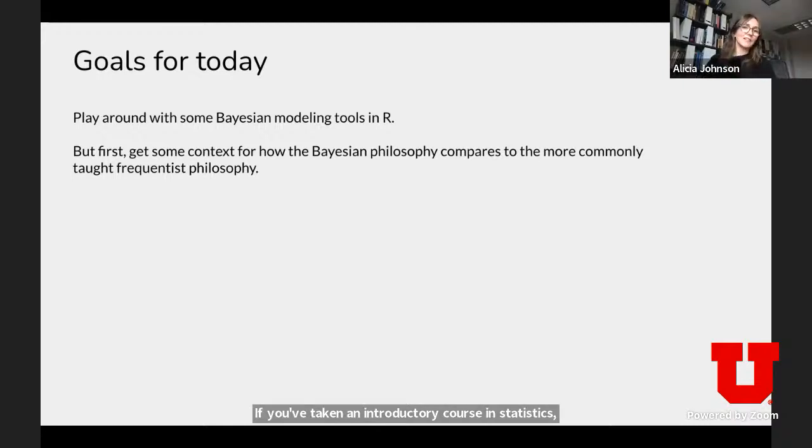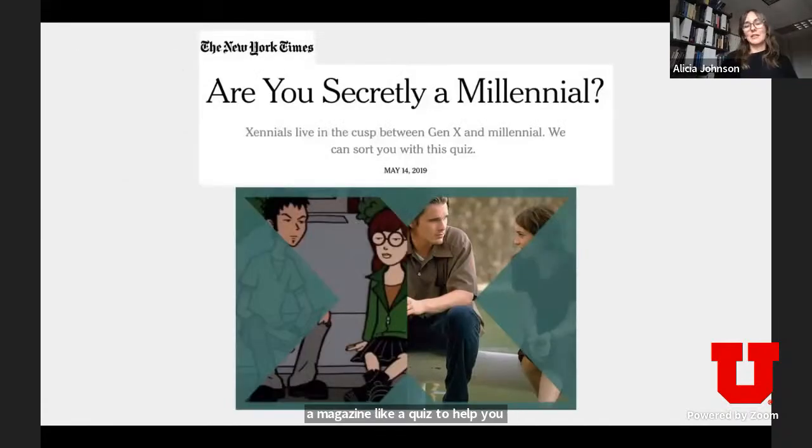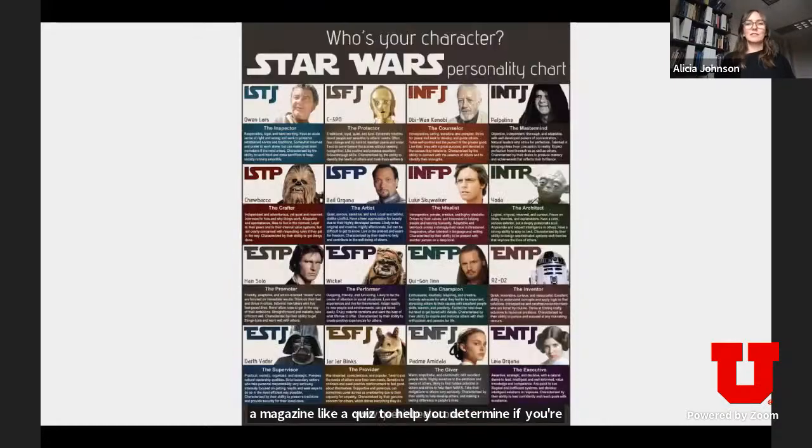So to provide that context, I'm going to take a strategy from the first chapter of our book, which is to start with a quiz. And it's not a scary kind of academic quiz where you're going to be graded. It's more like a personality quiz that you might see in a magazine, like a quiz to help you determine if you're secretly a millennial, or to determine what Star Wars character you're like. So it's more of that kind of personality quiz.